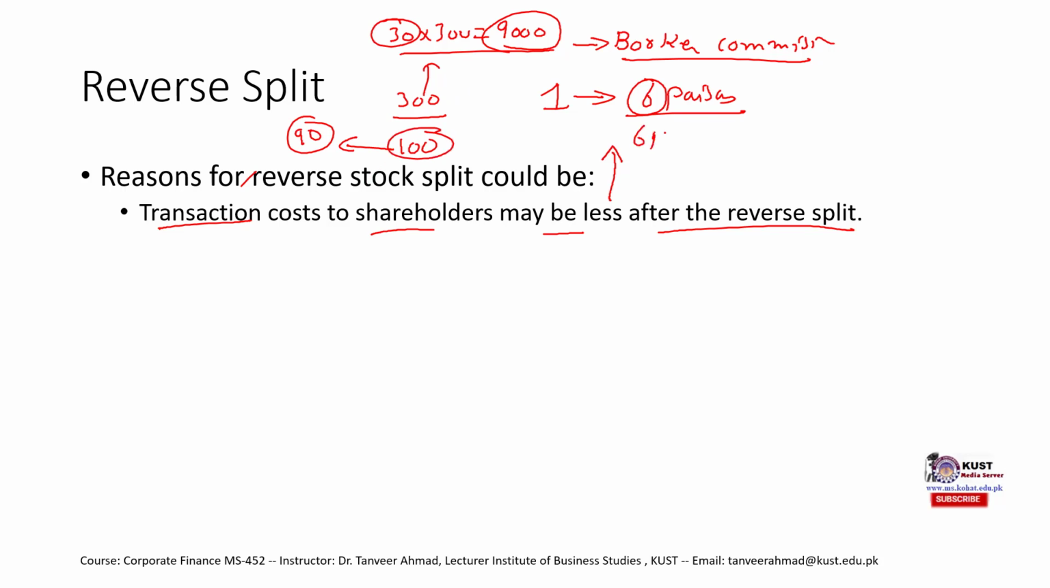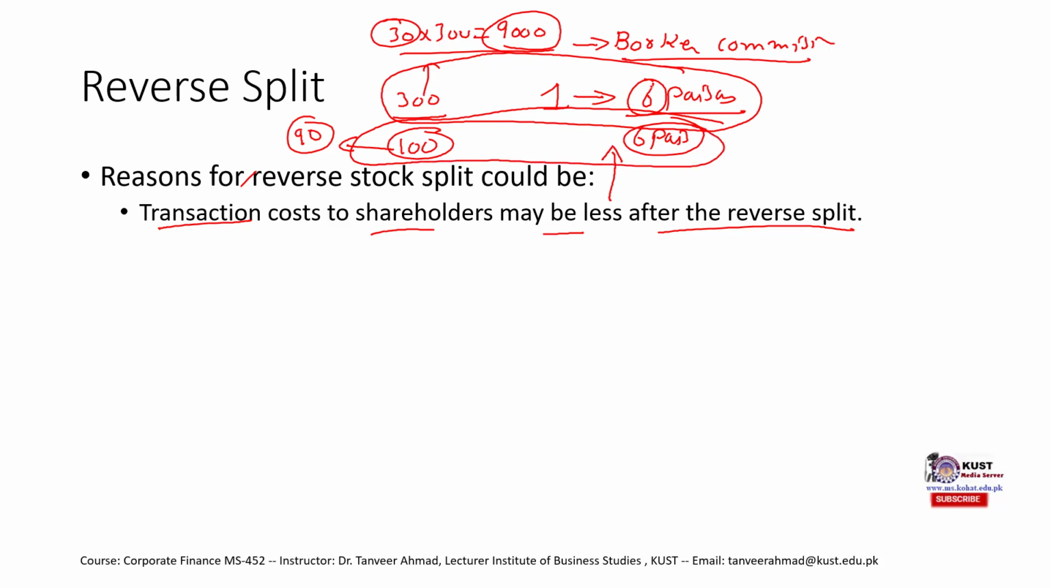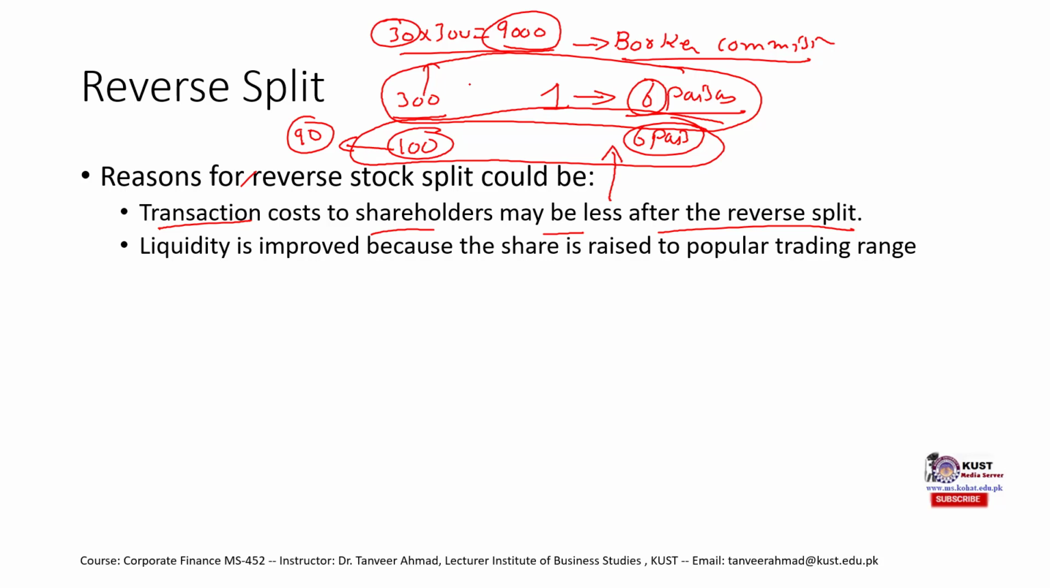So if again the commission is 6 paisas, then you would immediately know that the transaction cost was higher previously, and after reverse split the transaction cost would reduce, because previously you had to pay 6 paisas for 300 shares. Now you have to pay 6 paisas for 100 shares each. So transaction cost to shareholder may be less after reverse split, one of the reasons. Second, liquidity is improved because the share is raised to a popular trading range.